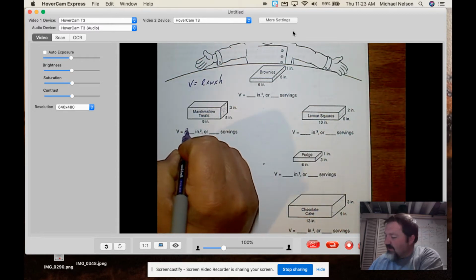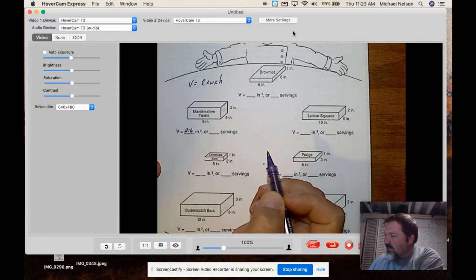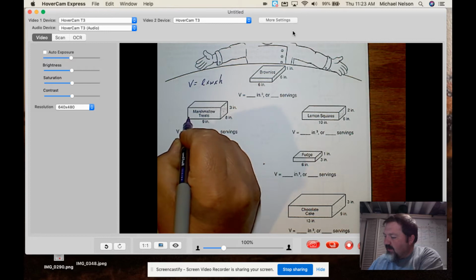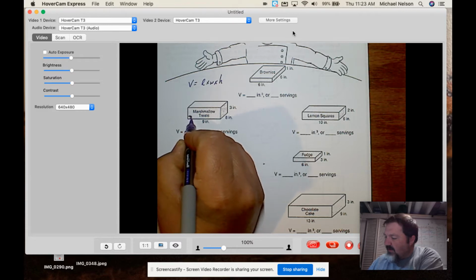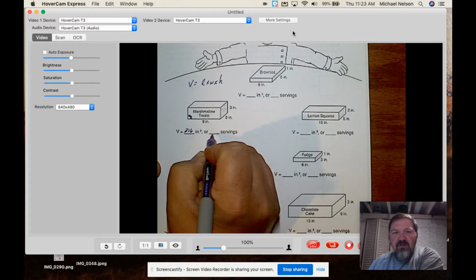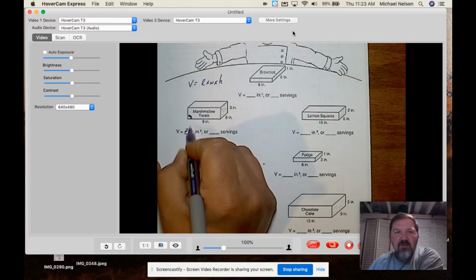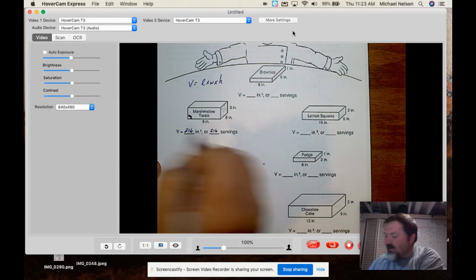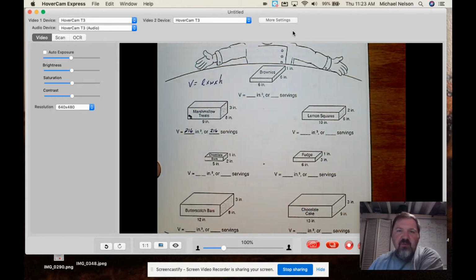So 216 inches for your volume, which is 216 inches cubed. That means that if you chunk a little cube out of this part, then your cube is going to be 1 inch by 1 inch by 1 inch, and that means that there's 216 of those. So this really isn't very hard at all, the second part of those problems.